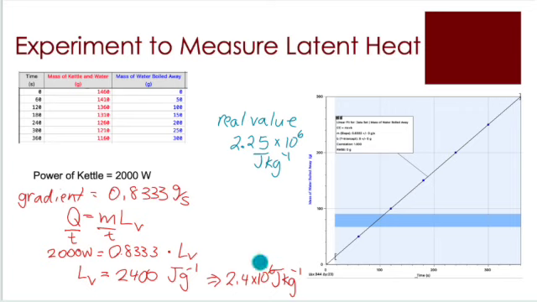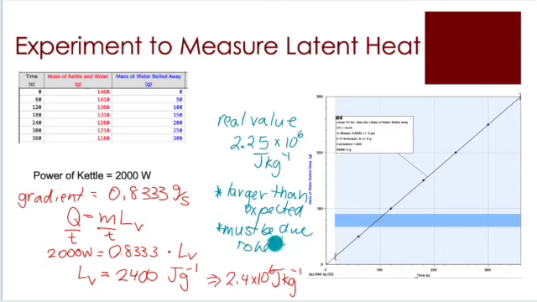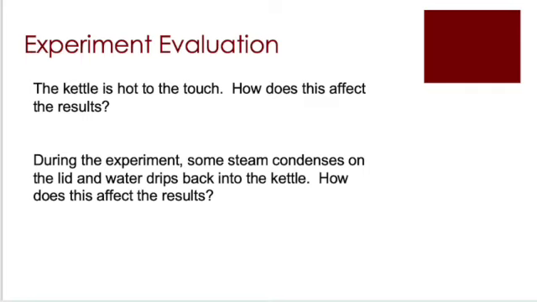One thing I want to note is that my value was larger than expected. The reason that's important is it meant that I added in more energy to change this mass of water into steam than expected. The reason that's important is, where did that extra energy go? There must have been heat loss during my experiment. Energy that I thought was going to my water to warm up probably left the kettle. So let's evaluate then if we had heat loss. The kettle is hot to touch. What does that do to our results?